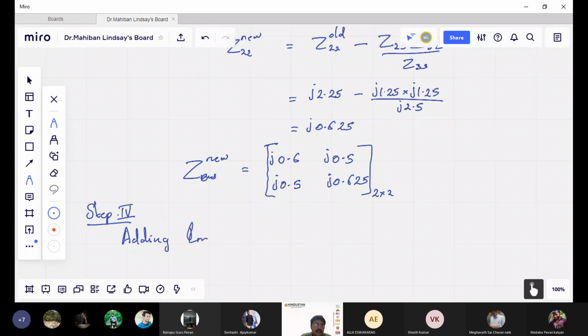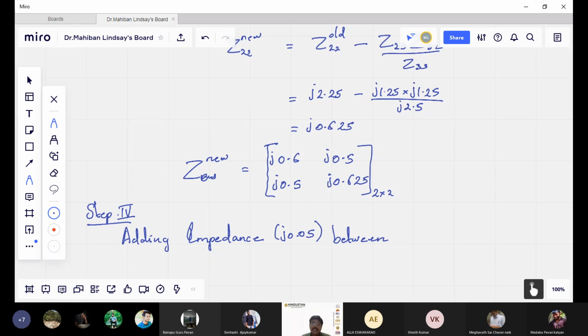Adding impedance between, which impedance? The value is j0.05. This is the impedance value we are going to add between bus 2 and 3.